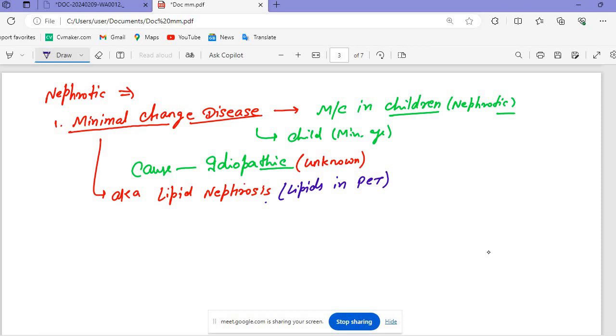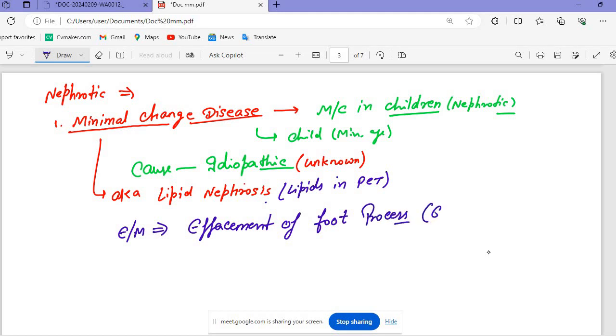After that, remember the important keyword for these questions: the effacement of foot processes. You already discussed these questions. There was one question in the previous test in which your keyword was effacement of foot processes. If we see effacement of foot processes, the gold standard is the electron microscopic technique. And in effacement of foot processes, we see flattening.